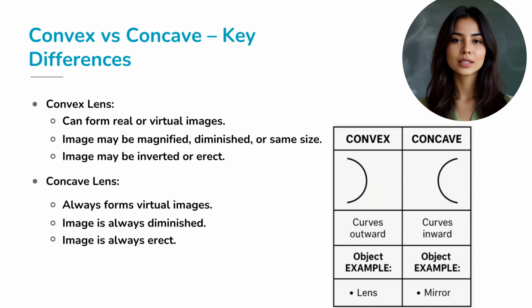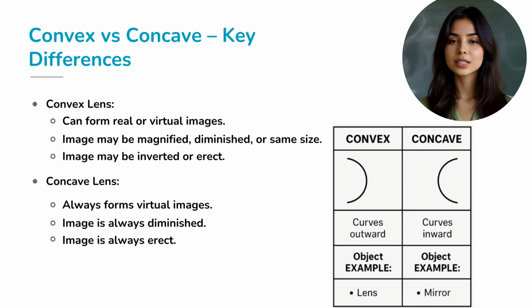Now the concave lens. This one is much more consistent. It always forms virtual images. The images are always diminished, meaning smaller than the object. And they are always erect, upright, and never upside down. Concave lenses are like that steady friend who never changes their order at a restaurant, simple and reliable.